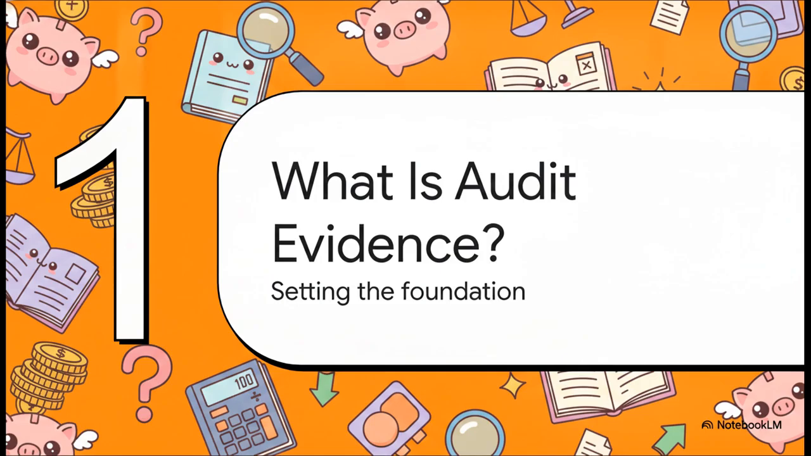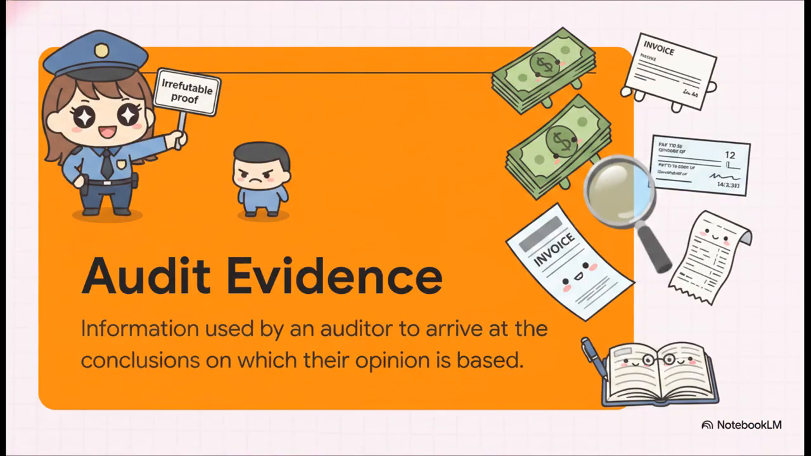Section 1. What is audit evidence? Setting the foundation for our financial investigation. Right, so let's set the stage here. Just like a detective needs absolute, irrefutable proof to close a case, an auditor relies heavily on what we call audit evidence. The official standard, ISA 500, literally defines this as all information used by an auditor in arriving at the conclusions on which the auditor's opinion is based.